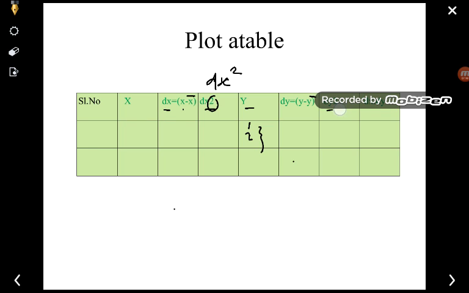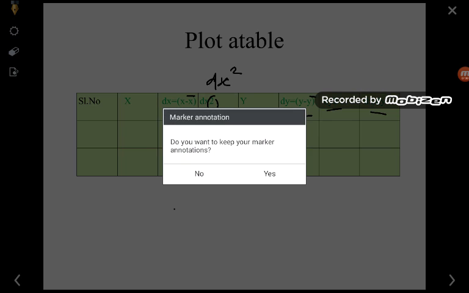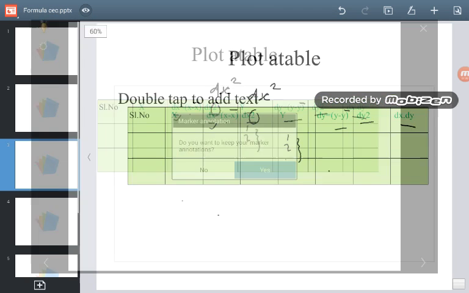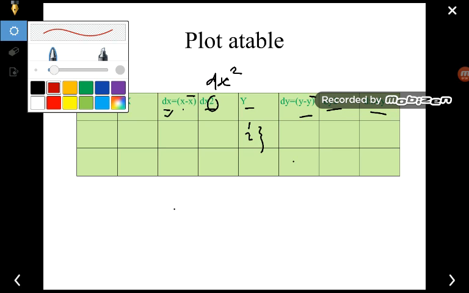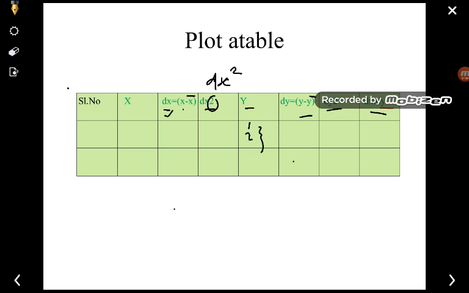Next we have to square this deviation, so dy square can be written, and next will be the dx into dy. So we have to multiply dx into dy. So this is the dx and this is the dy.